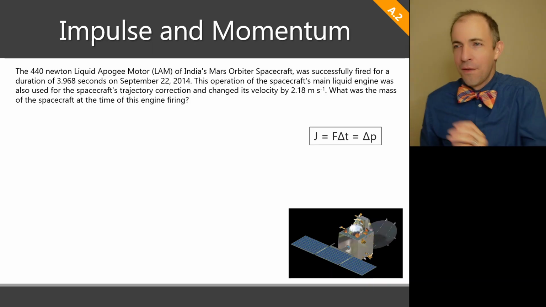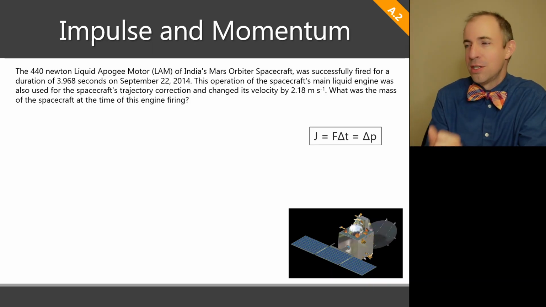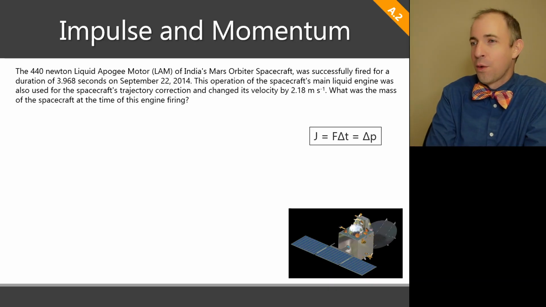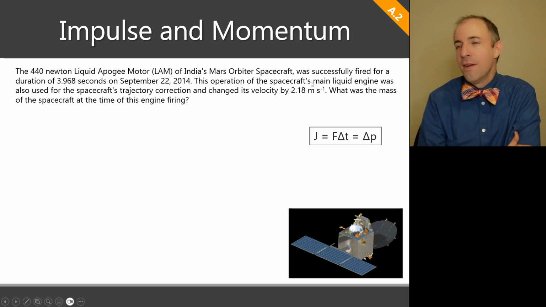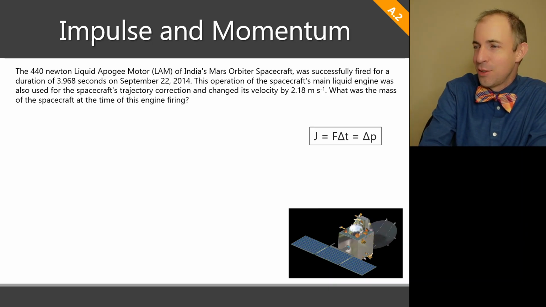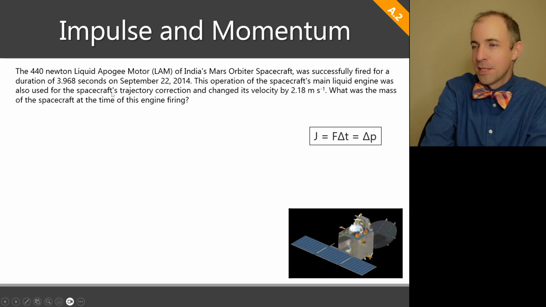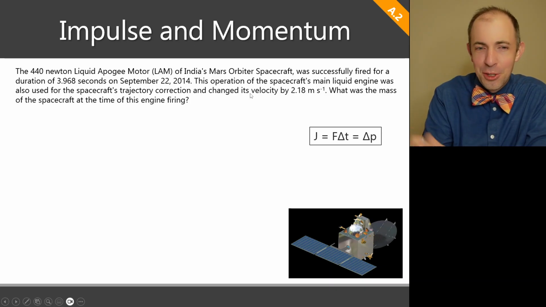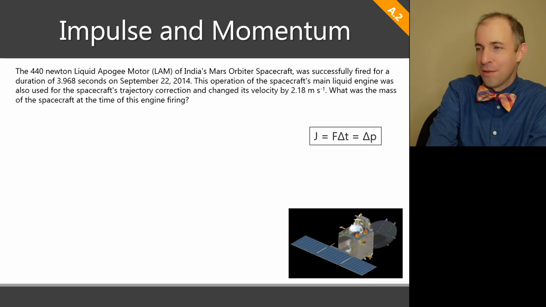Another way you might see this is not necessarily looking at the granular detail of the mass and velocity before and after. Here's a situation where we have a 440 newton motor. So basically, this motor can push this spacecraft with a force of 440 newtons. This spacecraft was successfully fired for a duration of 3.968 seconds on September 22nd, 2014. The operation of the spacecraft's main liquid engine was also used for the spacecraft's trajectory correction and changed the velocity by 2.18 meters per second. What was the mass of the spacecraft at the time of the engine firing?